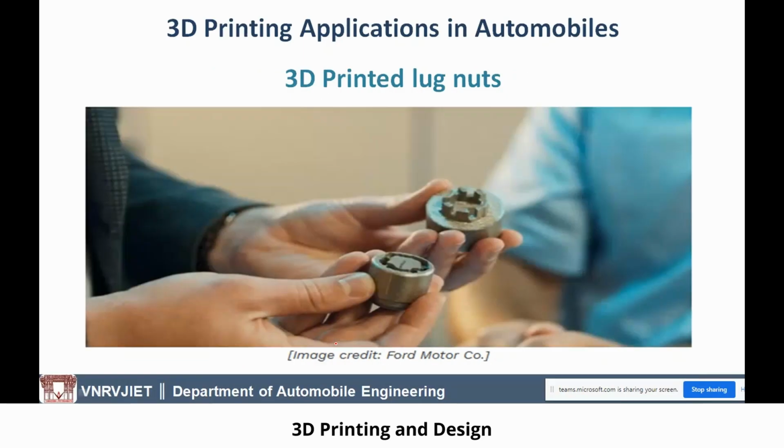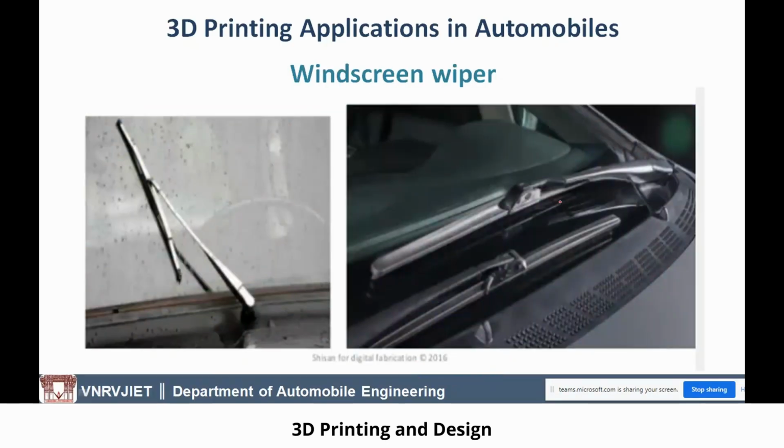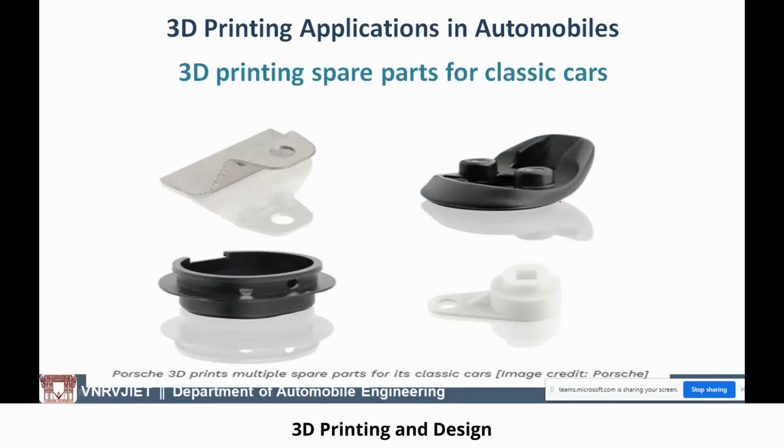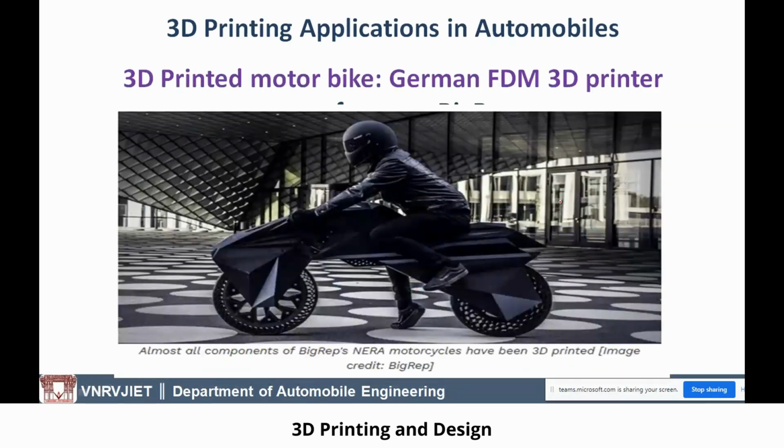For locking, some devices are also manufactured as prototypes with rapid 3D printing only, and these are some of the lug nuts. Ford Motors produced them with metal printers, and windscreen wipers can also be produced with 3D printers, and these are some spare parts. And now you can see here this motorbike, where all the parts are made from 3D printing only.